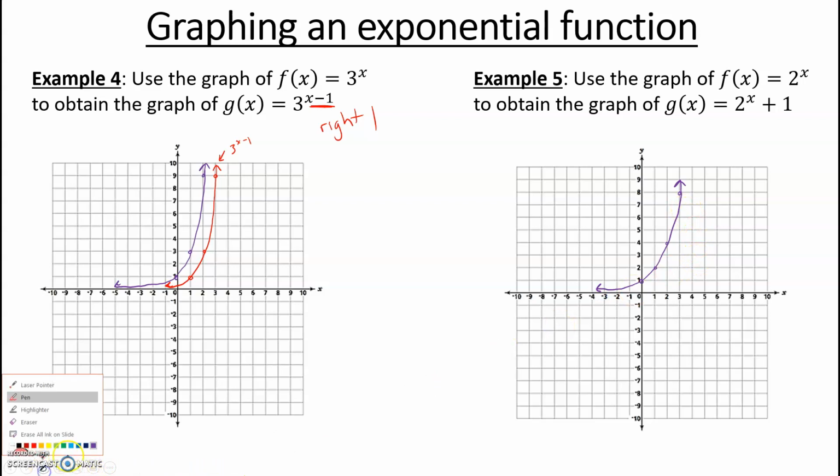So now let's graph the transformation. So this right here is telling me to move it up 1. Now that will affect your horizontal asymptote. So right now my horizontal asymptote, let me draw that in purple, is y equals 0. Right? That's my horizontal asymptote.